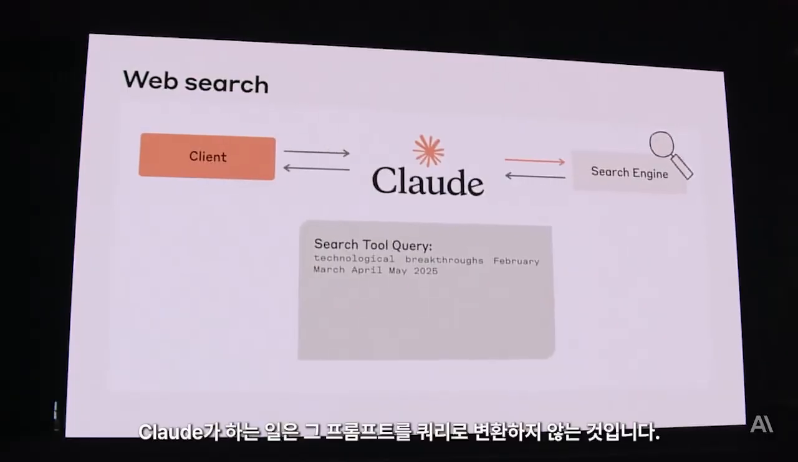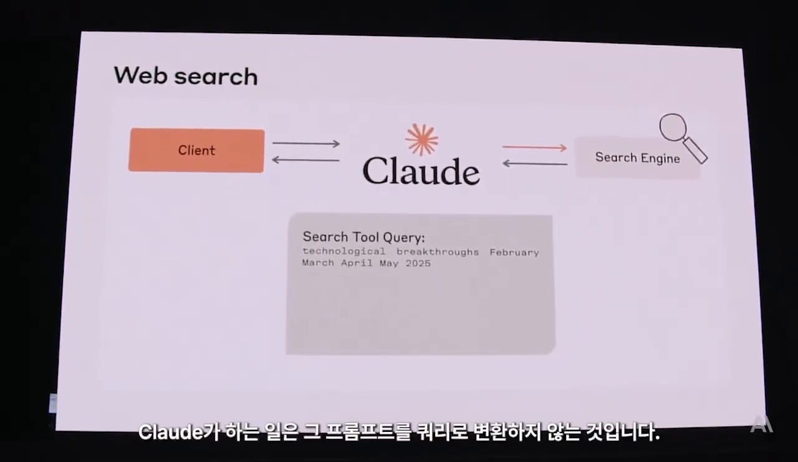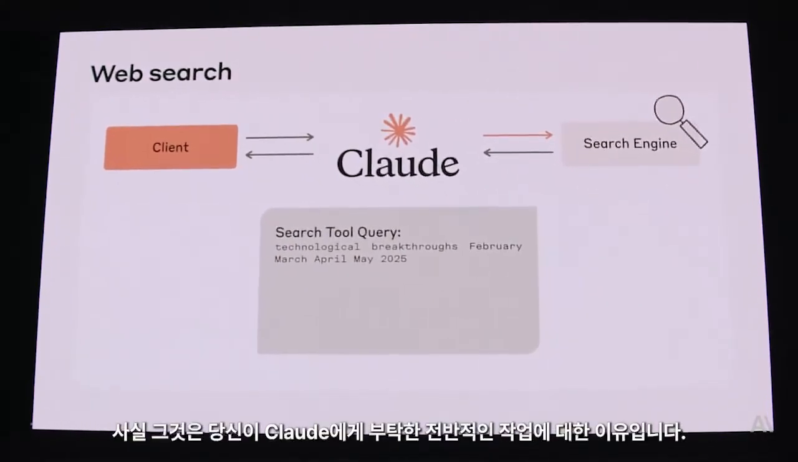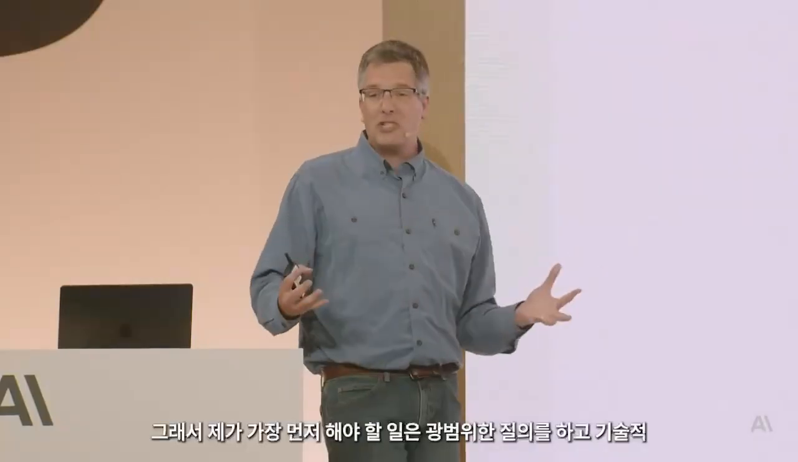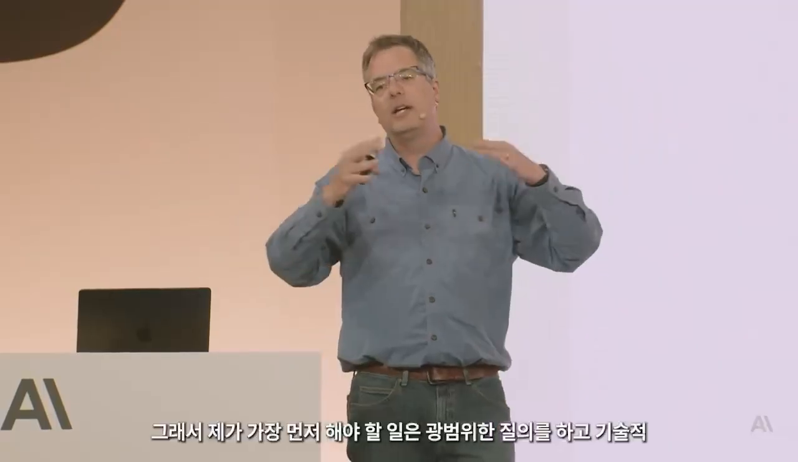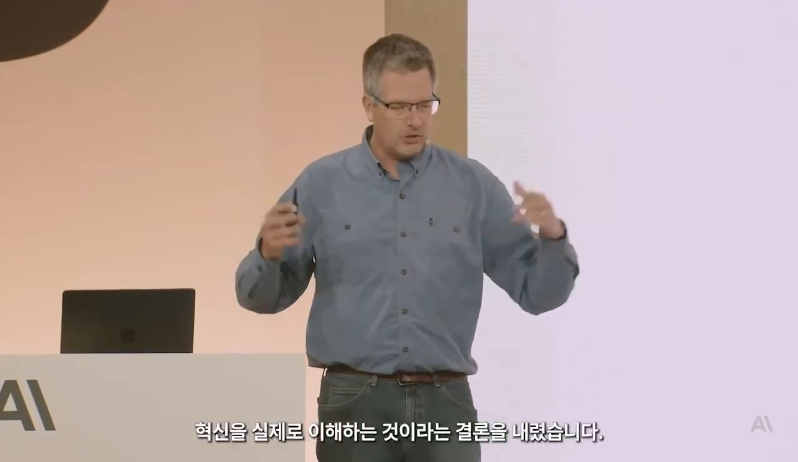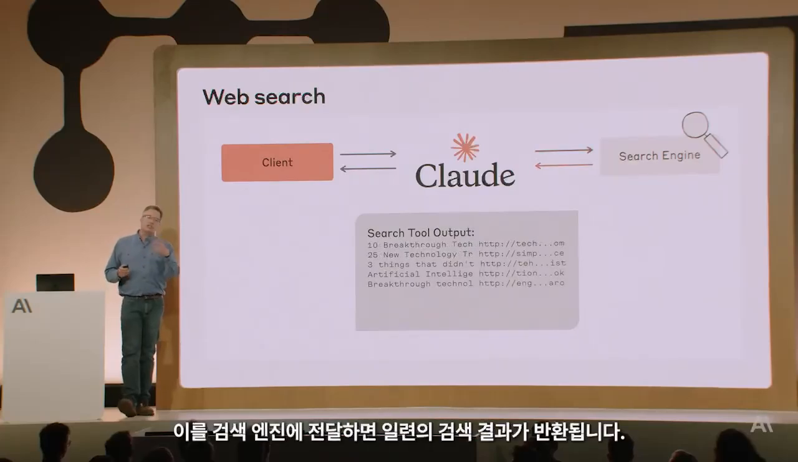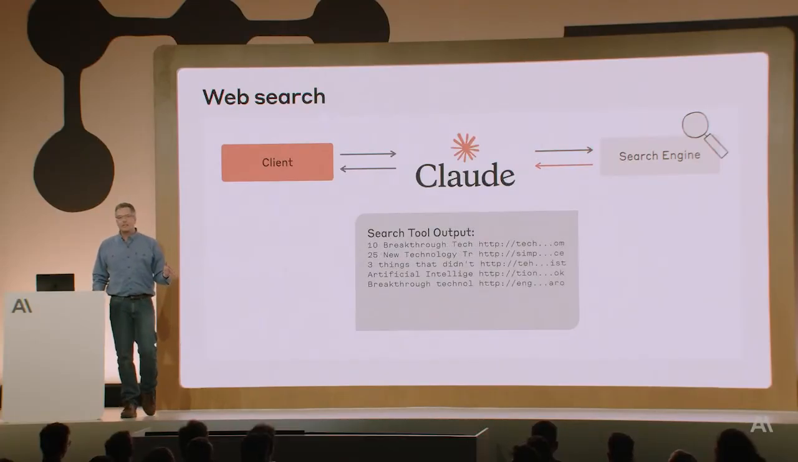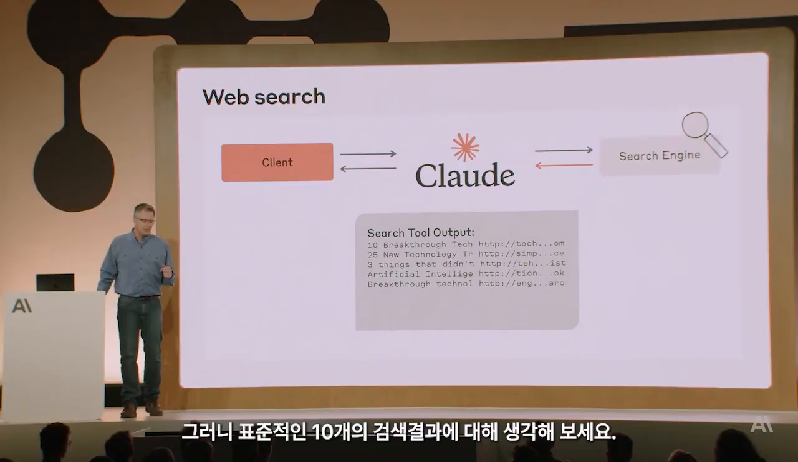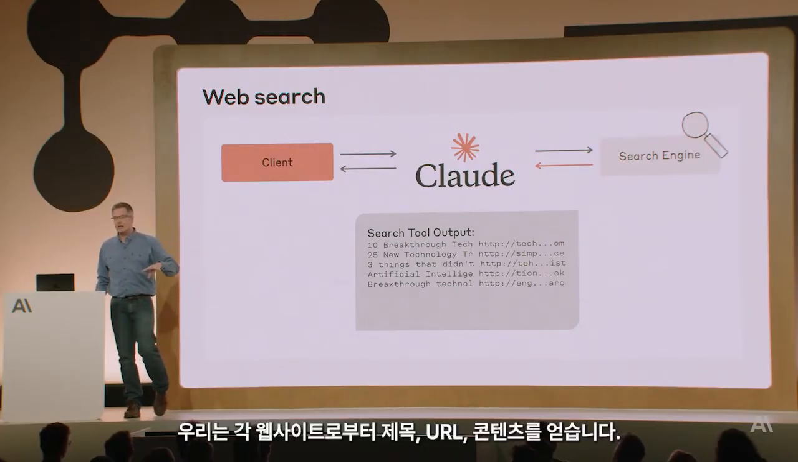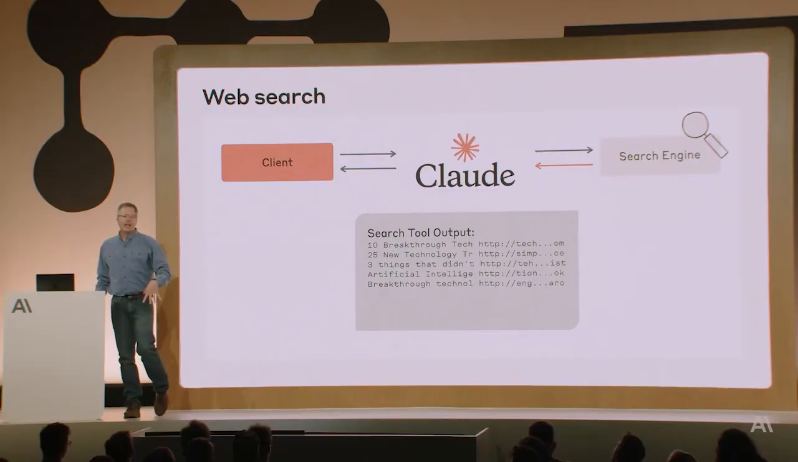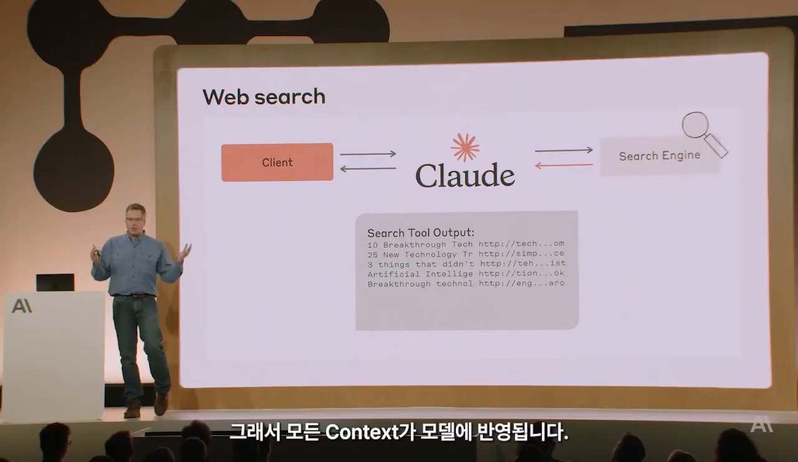What Claude does is it doesn't transform that prompt into a query. It actually reasons about the overall task that Claude's been asked to do. And it decides, well, the first thing I need to do is a broad query and really understand the technological breakthroughs. It issues that query, we pass it to a search engine and get a set of search results back. So just think about the standard 10 blue links. So we get title, URL, and content from each of the websites. And so all that context goes into the model.